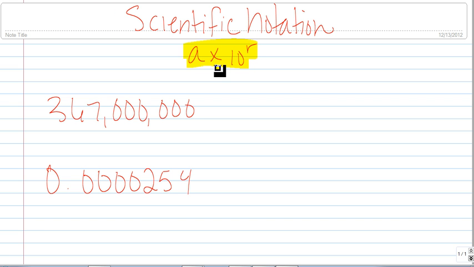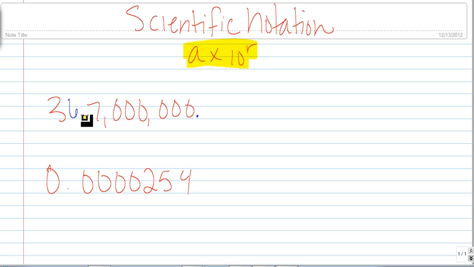Okay, so let's do this one with my first example here, the 367 million number. So first of all, you know that your decimal is at the end. It's right here. That's where your decimal is. Now what we want to get our A, or what I like to call our base number, you want to move your decimal in between to get a number that's between 1 and 10. So for example, if I were to move my decimal right here, and I'm looking at 36.7, is that between 1 and 10? No, it's not. So you want to move your decimal until you get a number that's between 1 and 10.